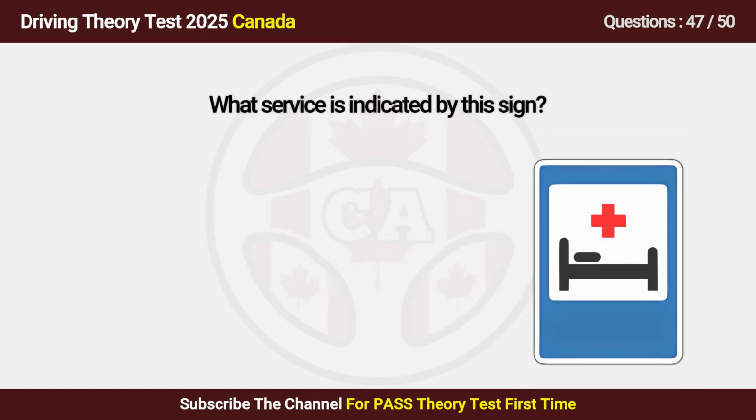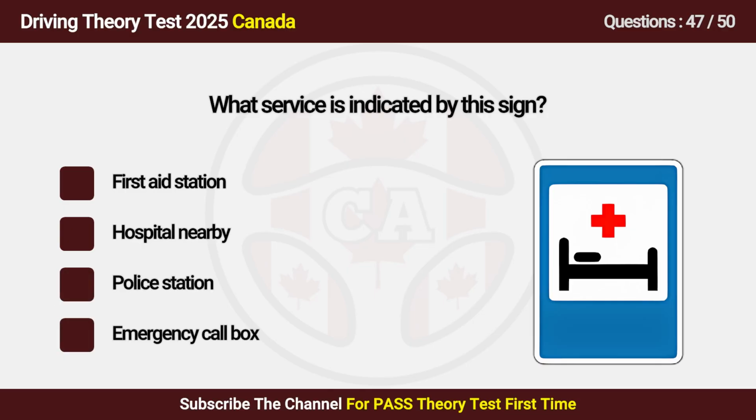Question 47. What service is indicated by this sign? A. First aid station. B. Hospital nearby. C. Police station. D. Emergency call box.